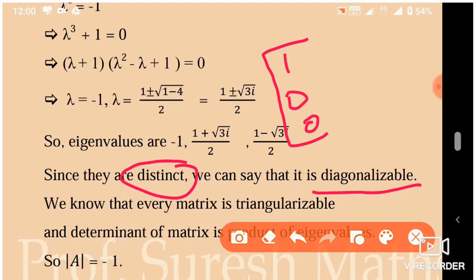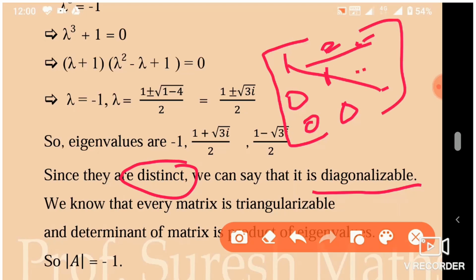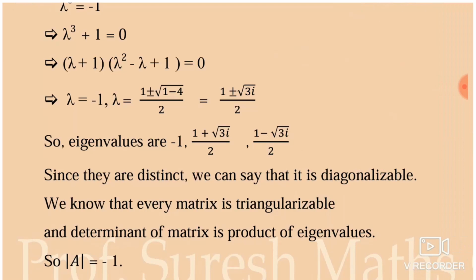Like this: 0 here, 1 here, 0 here. These numbers may be any number. Here, any number. So this is always a triangular matrix. So we can write any matrix converted into a triangular matrix. So every matrix is triangularizable.